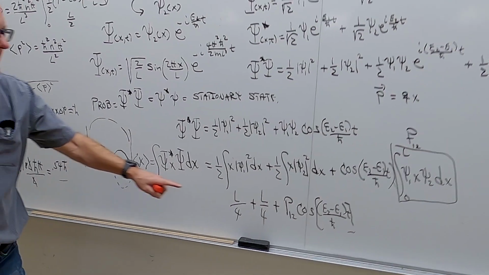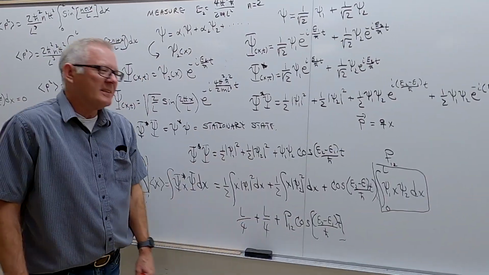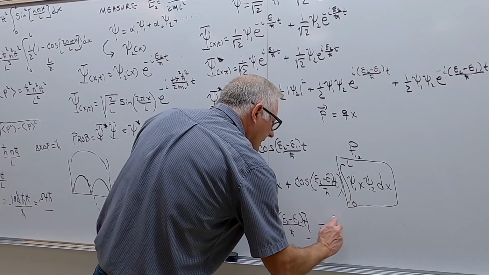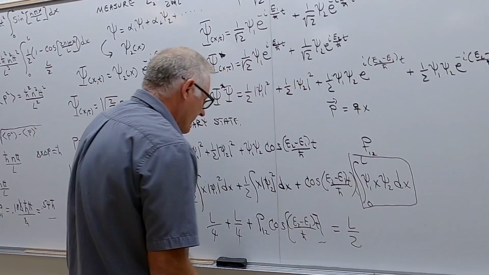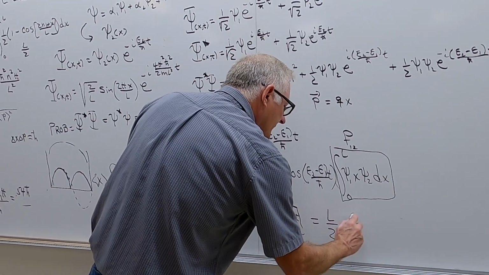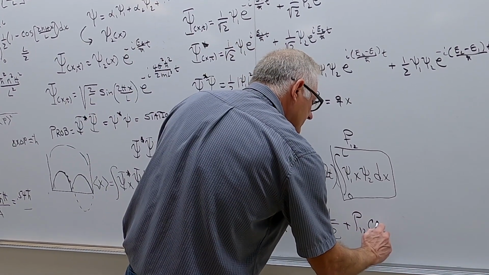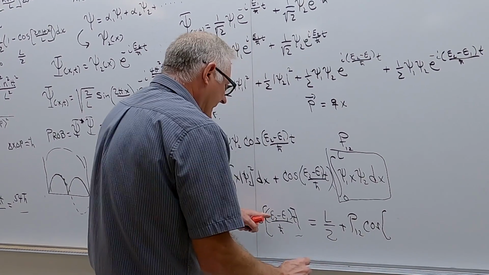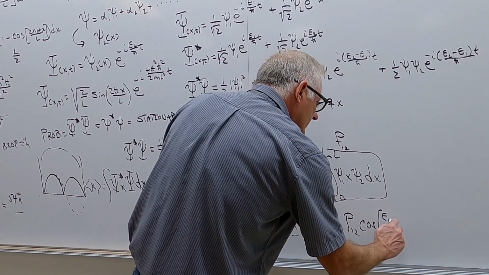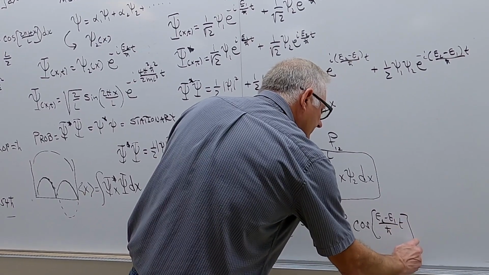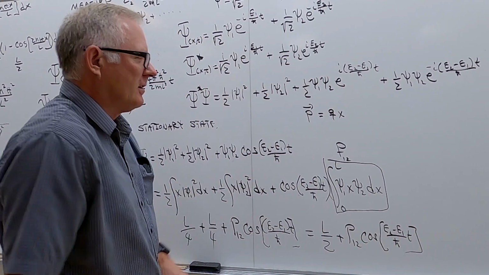Okay, well, I can put these two L over 4s together, and that's just L over 2. So this is just L over 2 plus P12 cosine (E2 minus E1) all over H bar T. Well, what would that look like right there?